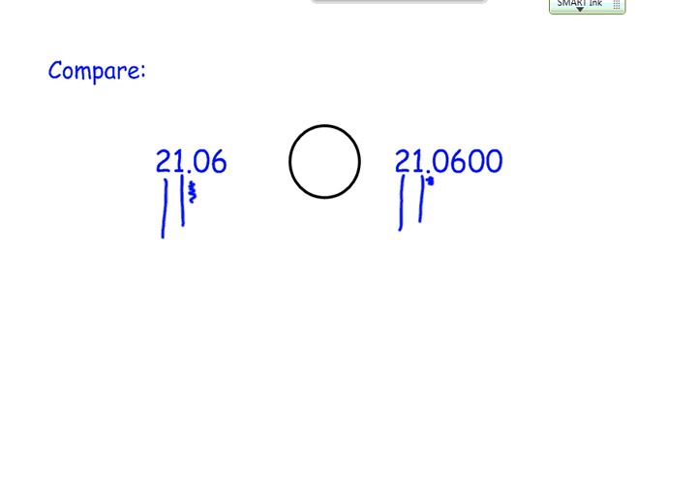So now we're going to look to the right of the decimal. Our first one, 0. Second one, 0. Third one, 6. Sorry. Second one, 6. Second one, 6. And now suddenly we have nothing here but a 0 here. However, we realize that this 0 holds no value. It doesn't add anything to our number 21 and 06. It's the same amount as 21 and 600ths. And so in the end, we would say that these two numbers are equal.